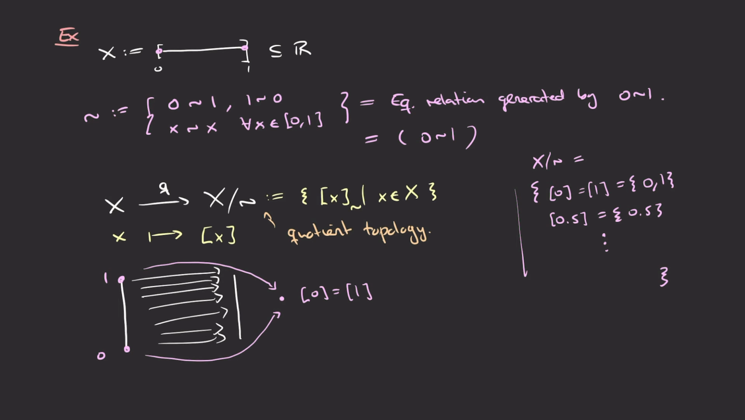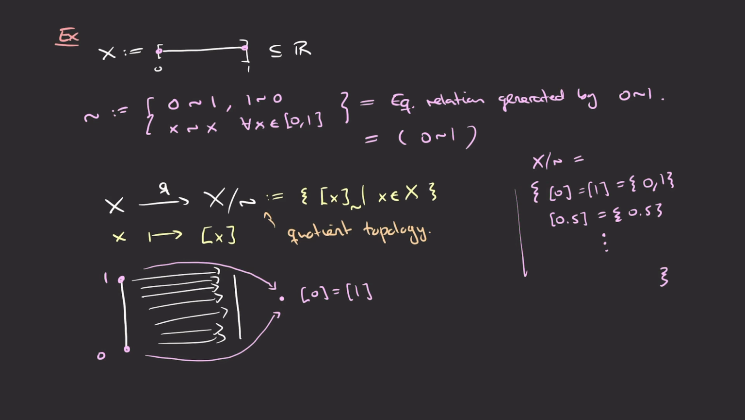And as a reminder, this is just the topology where we declare a subset to be open if and only if its pre-image under Q is open in the original space X. So let's think about what the open sets would be in this quotient space. If you think about any set that is a subset of this portion where we haven't identified any points, if you look at its pre-image under Q, it'll look exactly the same in the original set X. Therefore, the open sets of this part of the quotient space that do not contain this point where we've identified stuff are just going to be the sets that correspond to unions of open intervals in the original space.